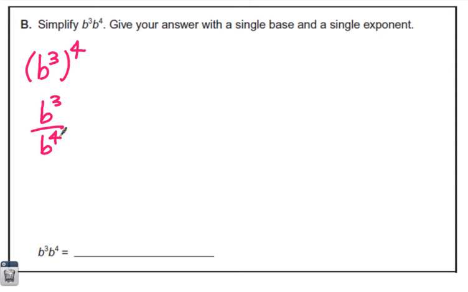In this situation, you would subtract the powers as a shortcut. In this situation, you would multiply the powers as a shortcut. And in this situation, the one we're working with, you would add the powers as a shortcut. So plain and simple, you add those powers together to simplify, and the final answer is b to the 7th, because 3 plus 4 is 7.